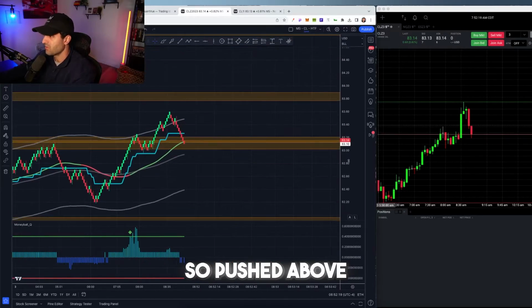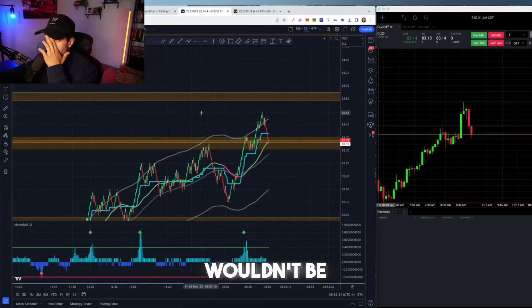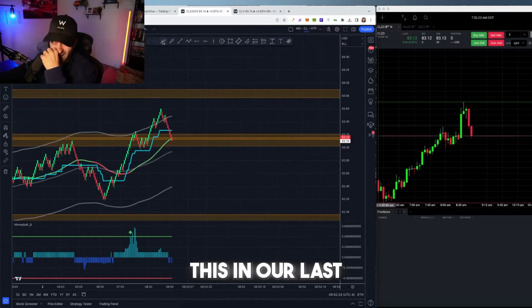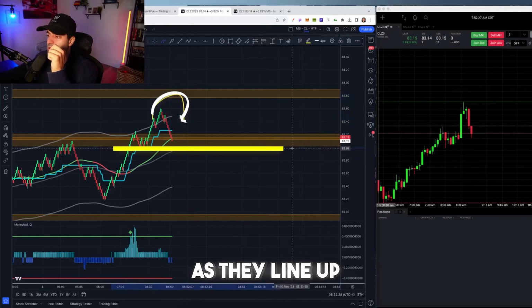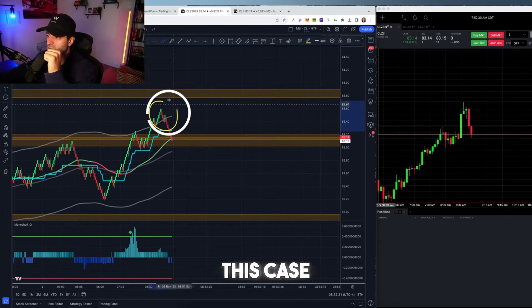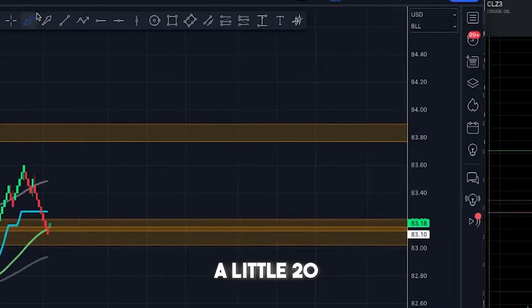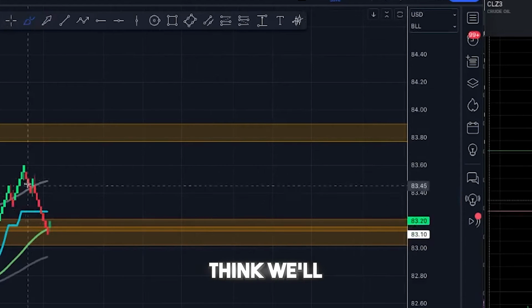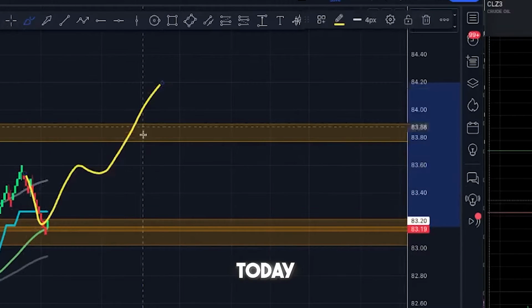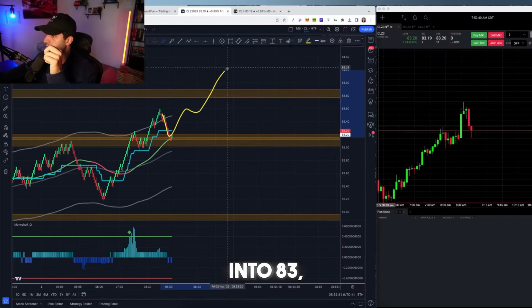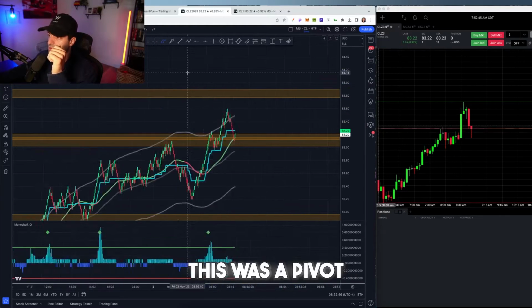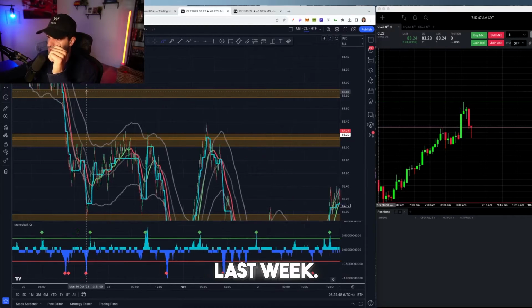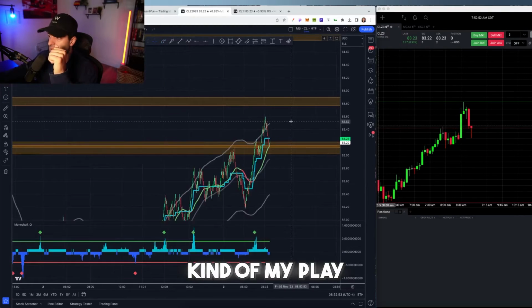So pushed above 83 here on crude. Wouldn't be surprised. In our last live trading video, we pointed out how you can catch some nice reversals as they line up with these pivot points here. In this case, this would have been a nice one. Could have caught a little 20 tick scalp. I honestly think we're going to do something like this today. Push up past into 83, maybe up to 84, grab some liquidity up here. This was a pivot last week. So that's kind of my play today.